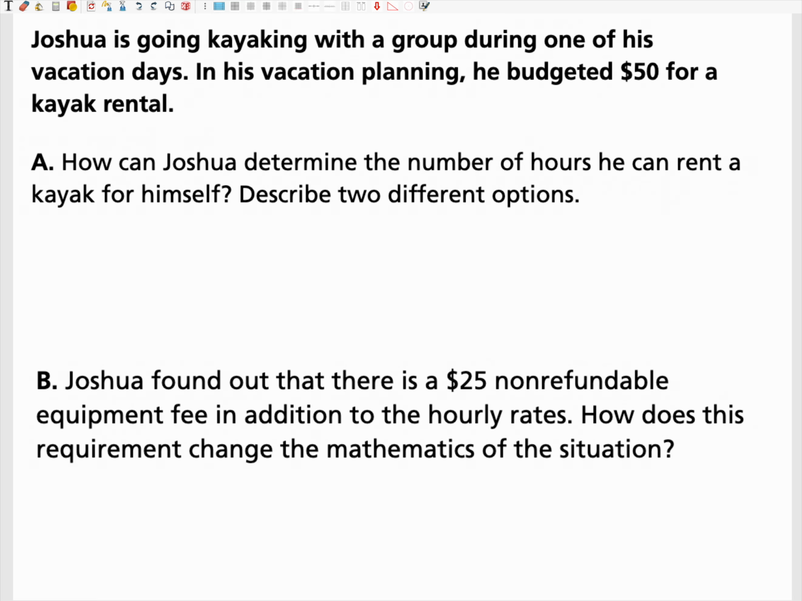Joshua is going kayaking with a group during one of his vacation days. In his vacation planning, he budgeted $50 for a kayak rental. How can Joshua determine the number of hours he can rent a kayak for himself? Describe two different options.